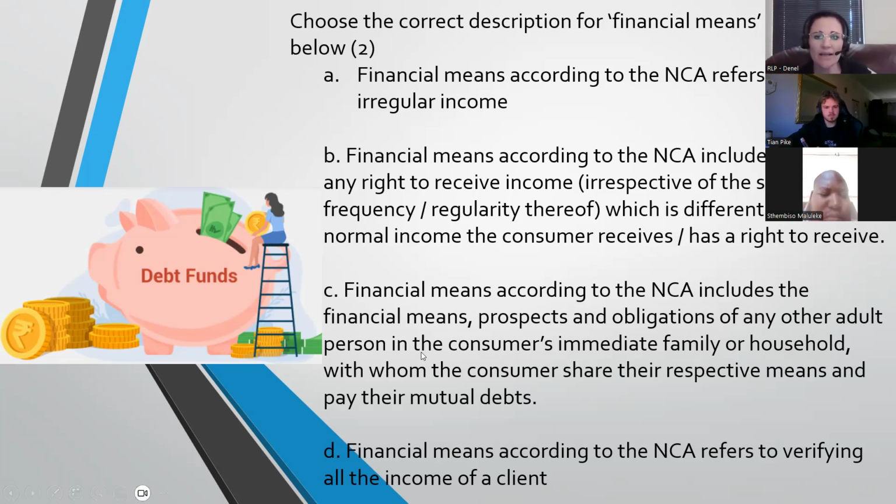Option C says financial means, according to the National Credit Act, includes the financial means, prospects, and obligations of any other adult person in the consumer's immediate family or household with whom the consumers share their respective means, but also pay their mutual debts. And then option D says financial means, according to the National Credit Act, refers to verifying all the income of a client. Thembiso, which 2 are correct?